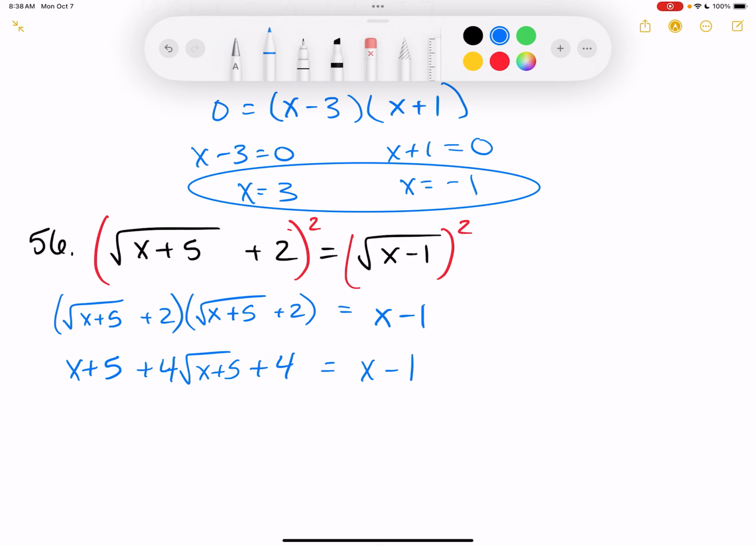So now what I want to do is get the like terms combined on the left, and then I'm going to ultimately move stuff over to get the radical by itself again. So I now have to get the single radical by itself. Over here I've got x plus 9 plus 4 square root of x plus 5 equals x minus 1. I'm going to subtract the x and I'm going to subtract the 9. So I have 4 times the square root of x plus 5 equals, x minus x is just gone, negative 1 minus 9 would be negative 10.